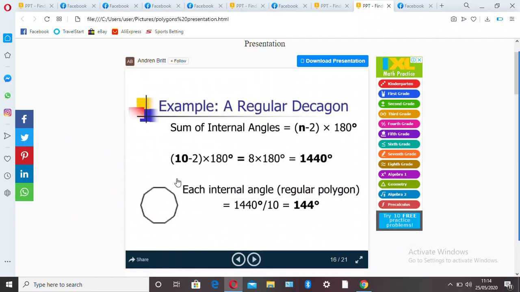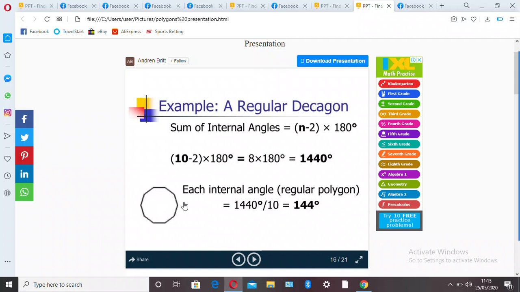So let's look at this example. Sum of internal angles is equal to n minus 2 times 180 degrees. So that means if I have 10, like I said earlier on, if you are given a shape that is 10-sided like this one, look at this. Let's count together. 1, 2, 3, 4, 5, 6, 7, 8, 9, 10.